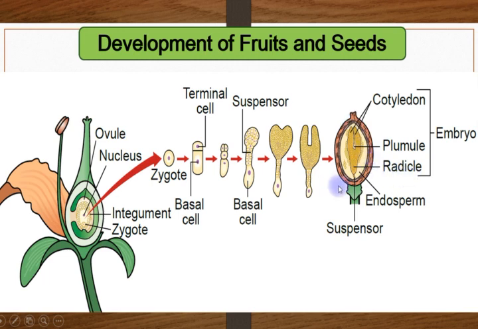The whole thing here is the seed. The seed consists of endosperm, which comes from the triploid endosperm nucleus, and the embryo, which comes from the diploid zygote. That is the concept you have to understand here. The development of the seed starts from the diploid zygote, which undergoes mitosis and forms the embryo and the suspensor in the seed.